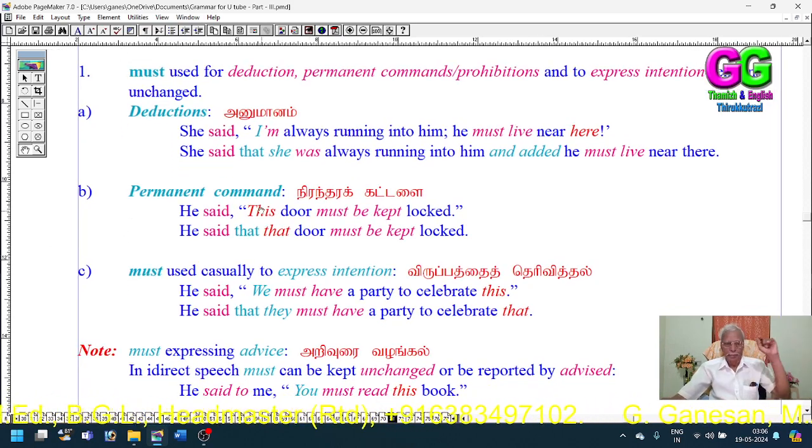Then permanent command. He said, this door must be kept locked. This is the permanent command. He said that that door must be kept locked. That is, must has been reported unchanged.